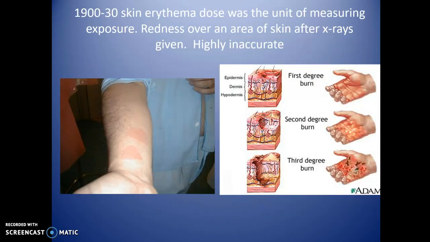For the most part, the skin erythema dose was a unit of measuring exposure. Basically, if there was some redness over the skin after X-rays, you would infer that you had too many X-rays. Very inaccurate. It's going to change from patient to patient, different tolerances to sensitivity in the skin. So it did not last that long, but as you can see from 1900 to 1930, it was around quite a bit, and that's what most people kind of went by.